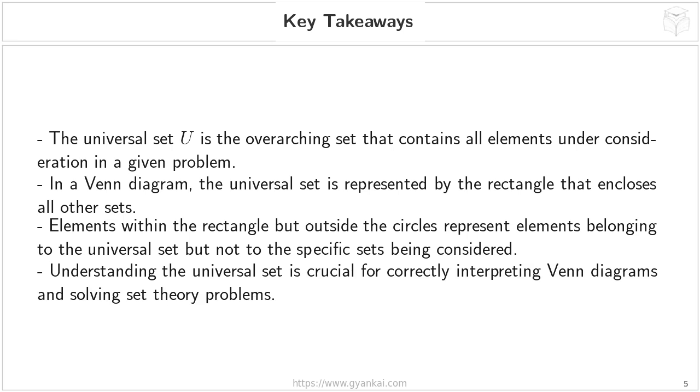Finally, and this is crucial, understanding the universal set is absolutely vital for correctly interpreting any Venn diagram and successfully solving set theory problems. If you don't define U correctly or forget to include it in your diagram, you can easily reach the wrong conclusions. We'll touch on common mistakes in the next slide, but keep this in mind as you practice. Always start by clearly defining your universal set. Let's recap everything we've learned about the universal set with these key takeaways.